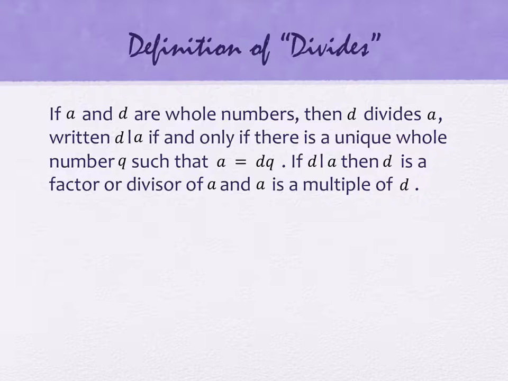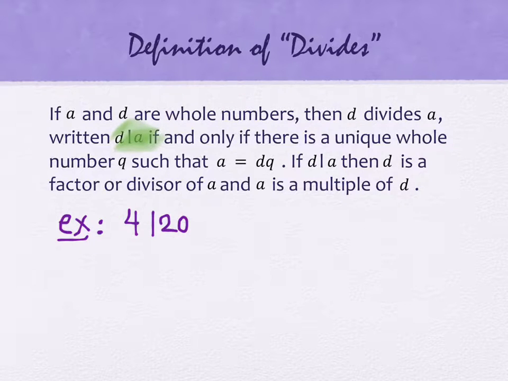Part of this definition that might really truly be like, I've never seen this before, is the notation right here. It kind of feels like you're almost looking at a fraction, except that it's in reverse order. The first thing is what's dividing what's second. D divides A. So let me give you an example. We're going to use the example 4 divides 20. Okay, this is written 4 divides 20.